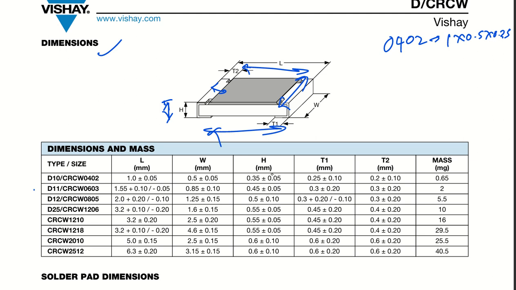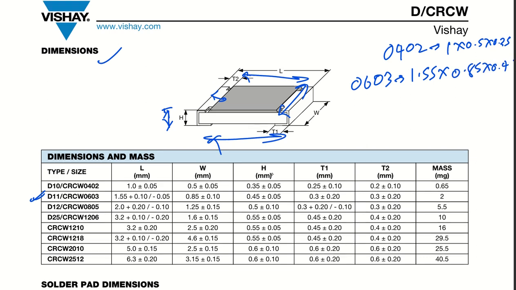Understood? We'll talk about 0603. So for 0603 it is going to be 1.55 by 0.85 by 0.45. This is in mm.